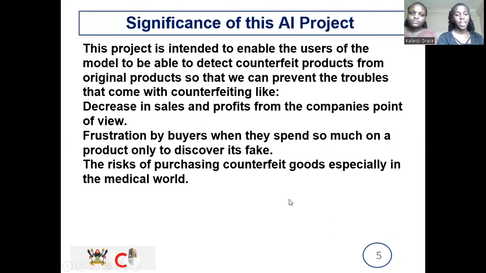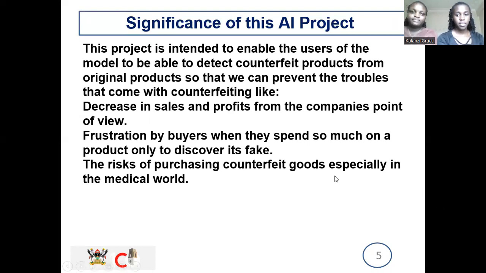Next part. The significance of this project. Mostly we want to ensure that we don't get counterfeit products. Also, counterfeit products are often cheap, so the companies that make the original products end up losing profits since people go for the counterfeit products. Plus it's frustrating to customers when they buy expensive counterfeit products and then find out that it's fake. It's really not fair, honestly speaking. So that's what we saw as the significance.